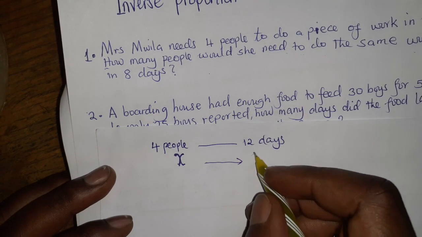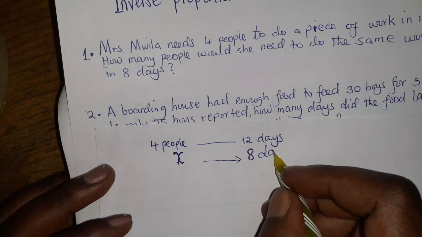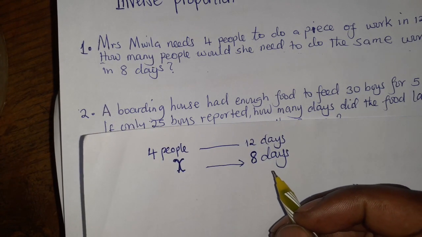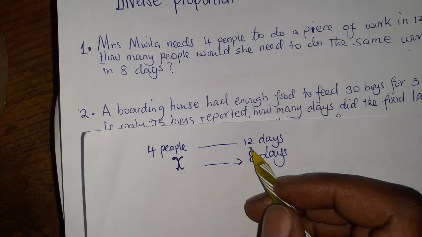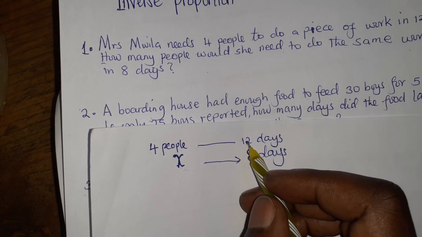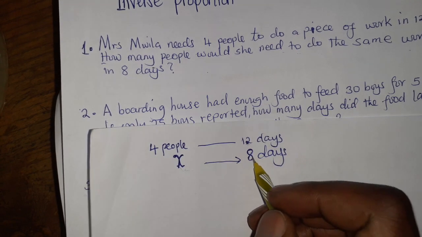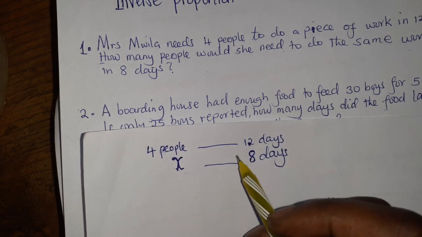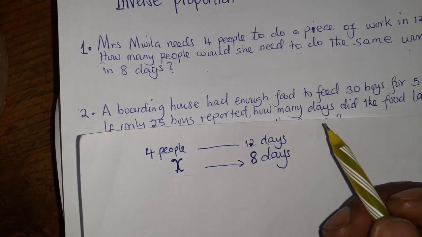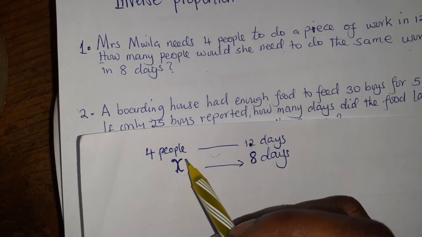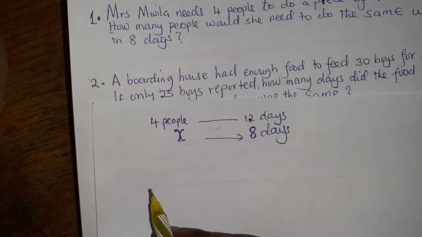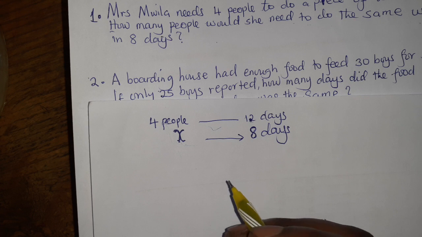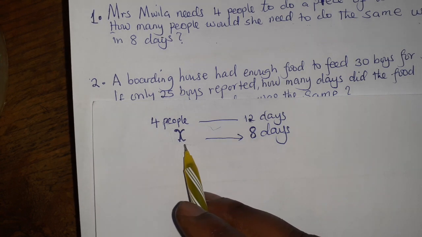But here, the number of days has reduced. So how do you tell that this is an inverse proportion? See the relationship here. The number of days has reduced from 12 to 8. What will happen to the number of people? Definitely the number of people must increase, because we are told the rate at which the work must be done is the same. So the number of people should increase.